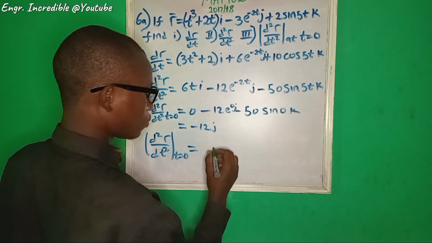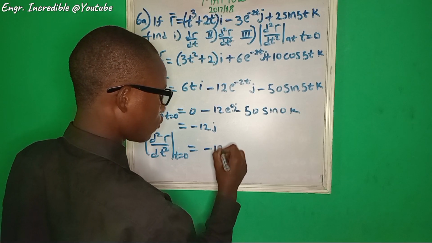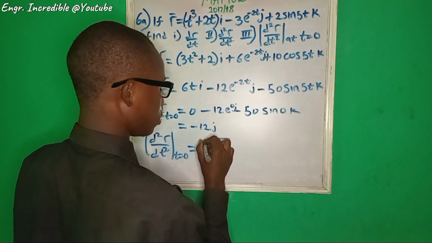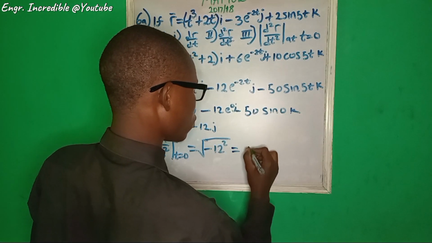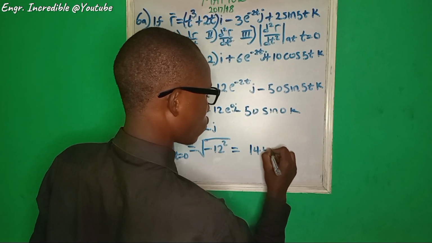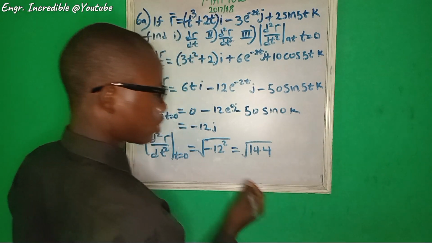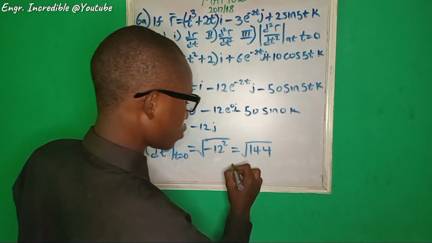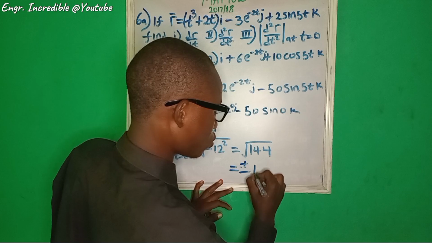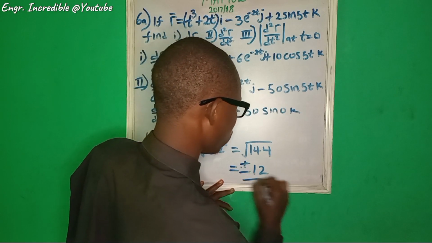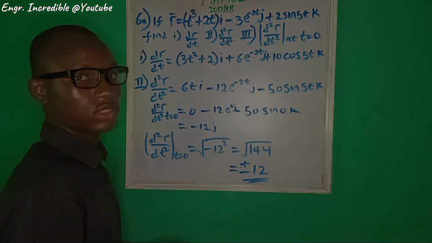So now the modulus of this, d squared r/dt squared, the modulus at t equals 0 is equal to minus 12 squared, then the square root. So minus 12 squared is equal to 144, and we find the square root. Now the square root of 144 is equal to 12, or it can be plus or minus 12. So this is the answer for this.